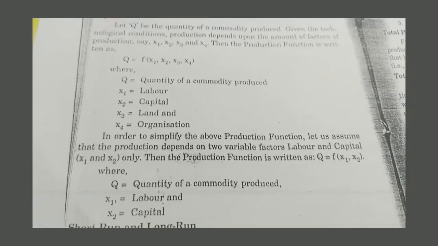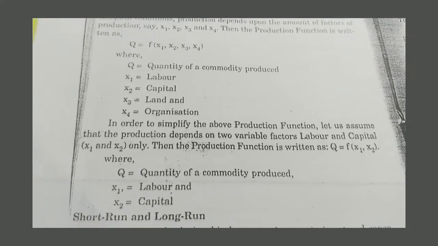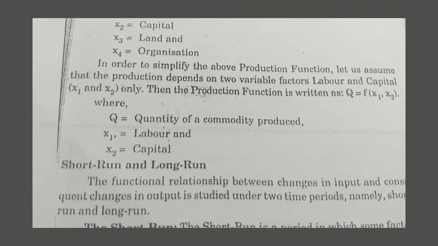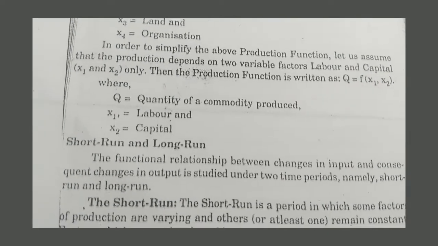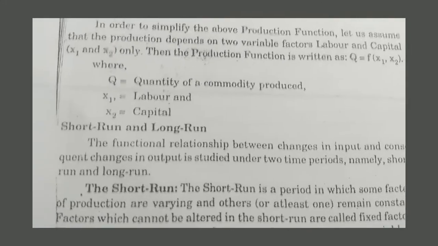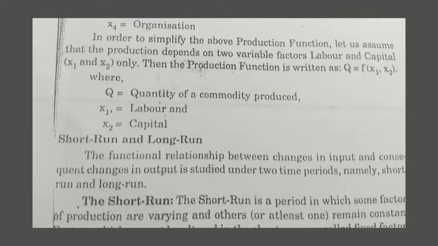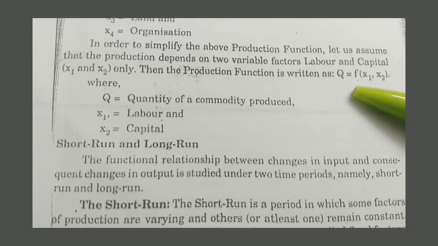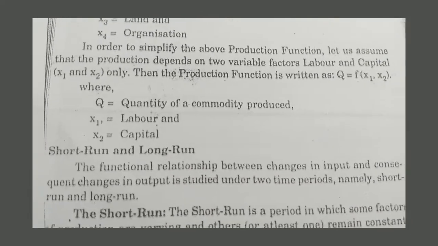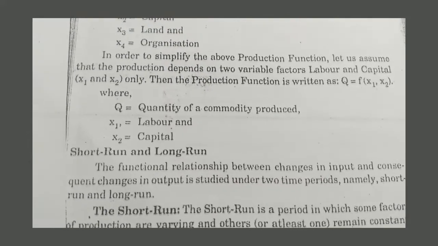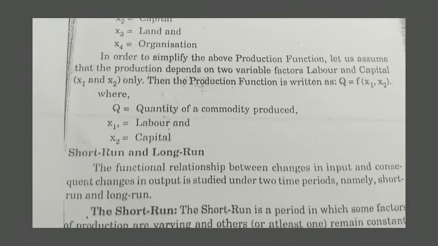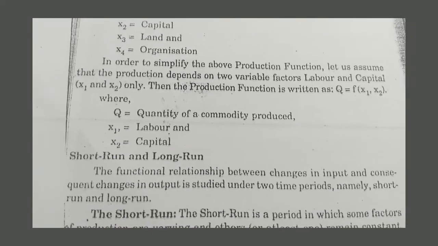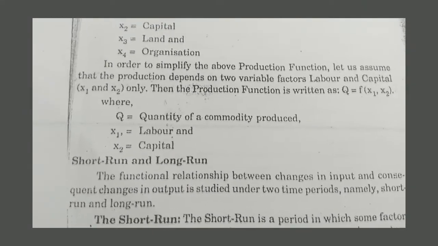In order to simplify the above function, let us assume that the production function depends on two variable factors, namely labor and capital, that is X1 and X2. Then the production function is written as Q equals F of X1 and X2, where Q is the quantity of commodity produced, X1 labor, and X2 capital. Let's see the short run and the long run production function.